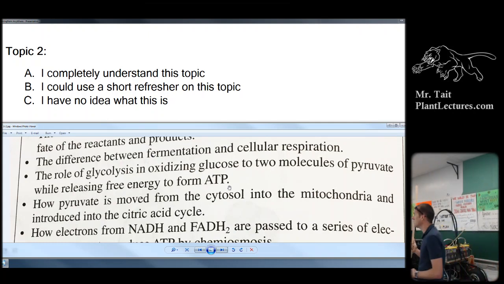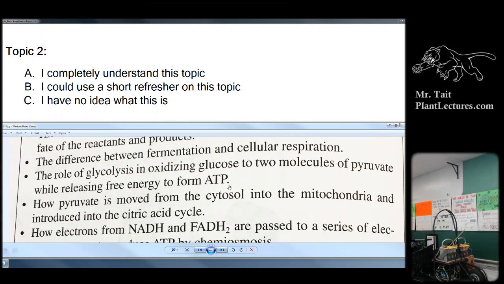Pretty confident in this one. So fermentation is anaerobic, meaning no oxygen needed. Cellular respiration is aerobic, meaning it requires oxygen. Fermentation is going to be only glycolysis versus cellular respiration, which is going to be glycolysis followed by the Krebs cycle, followed by the electron transport chain.